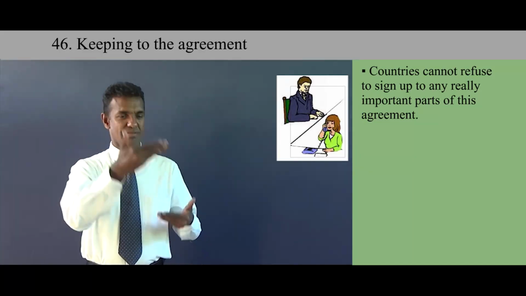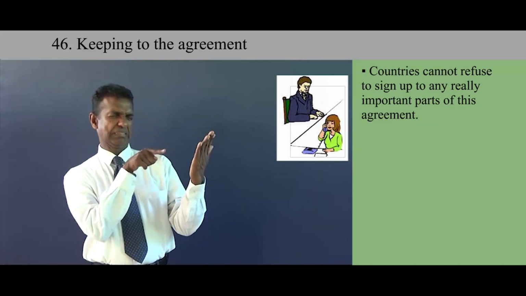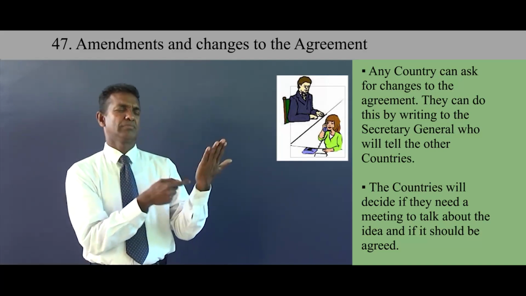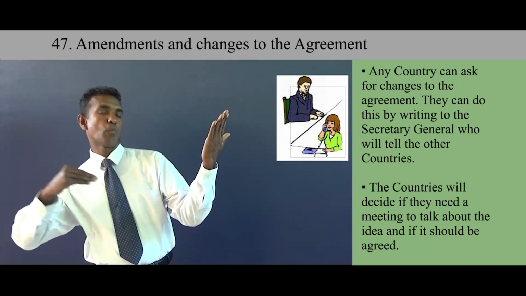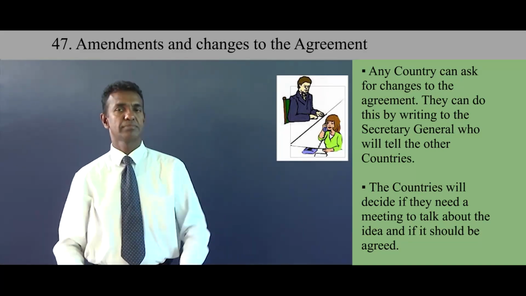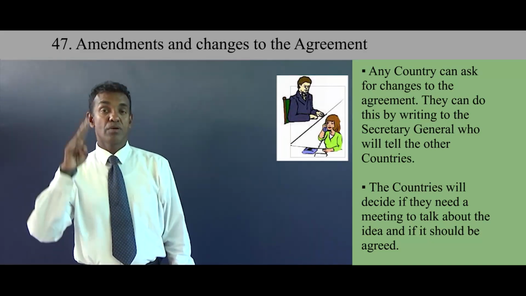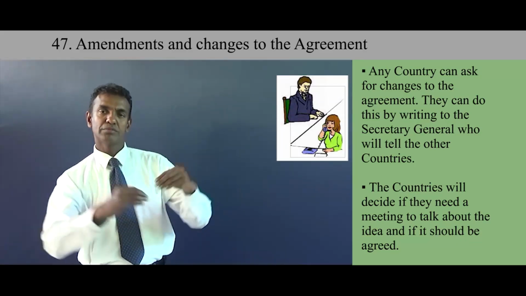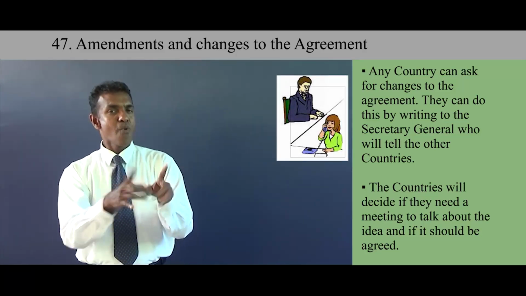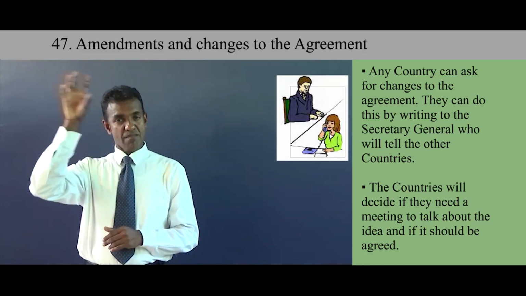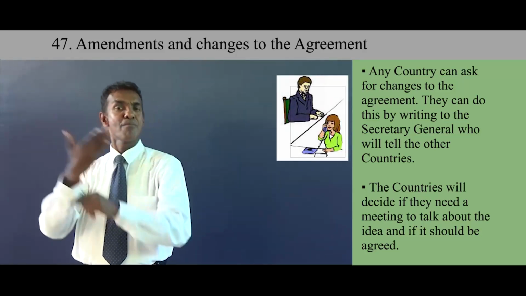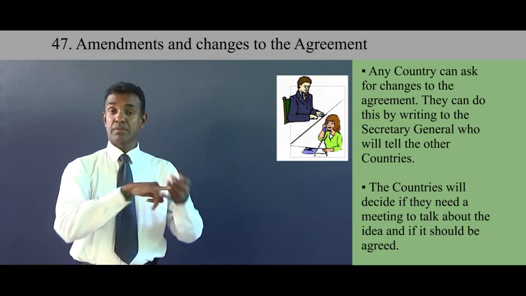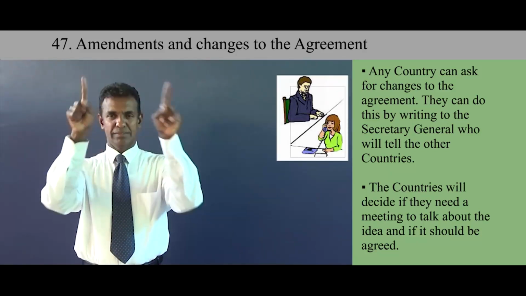Amendments and changes to the agreement. Any country can ask for changes to the agreement. They can do this by writing to the Secretary General, who will tell the other countries. The countries will decide if they need a meeting to talk about the idea and if it should be agreed.